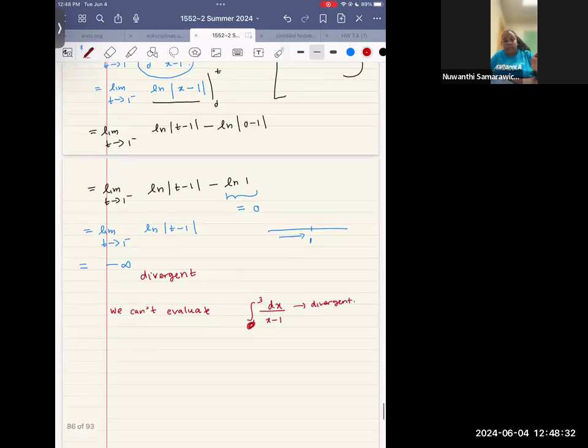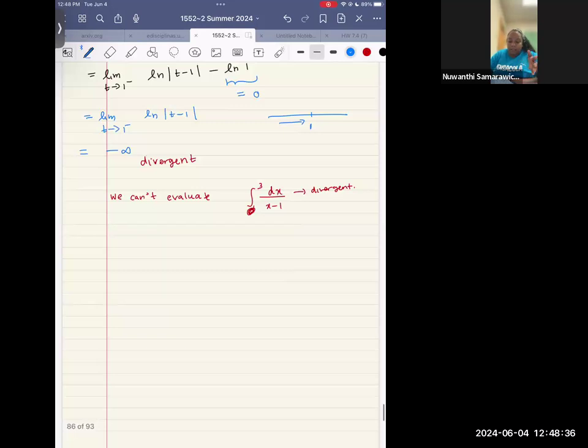Okay, so this is type 1 and type 2. And the next one is the last part of this section, that is the comparison test. This is the third one. You also have to use this one. In the homework questions, you will get some questions from this part. Comparison test for improper integrals.